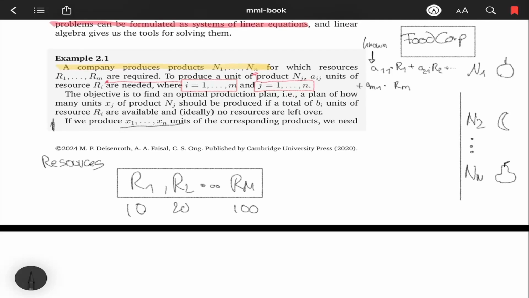Okay, so I guess I figured something else out. This B is actually this one here. This is our B. We know that we have, in this case, 10 R1s and 20 R2s. And the question we really have is, what should we produce to have no leftovers? Okay, and what is X? This is the question we actually want to solve. The objective is to find an optimal production plan. Example, a plan of how many units xj of the product nj should be produced.